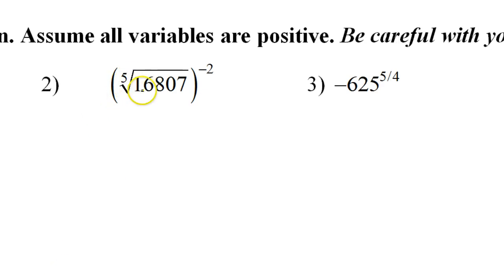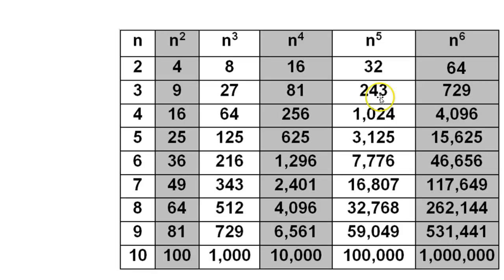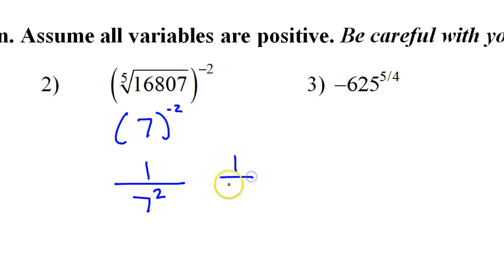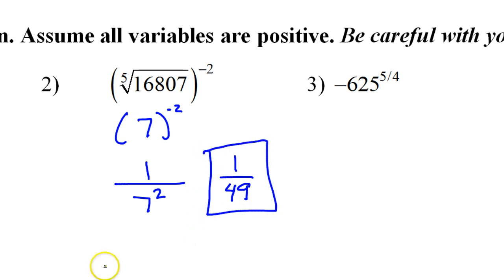Look at problem number 2. 16,807. Is that a perfect fifth power? There it is. Yes. The fifth root of that number is 7. Okay, so that makes this 7 to the negative 2 power. And of course that negative 2 power drops you down, so this will be 1 over 7 squared, which is going to be 1 over 49. So that is the answer to number 2.